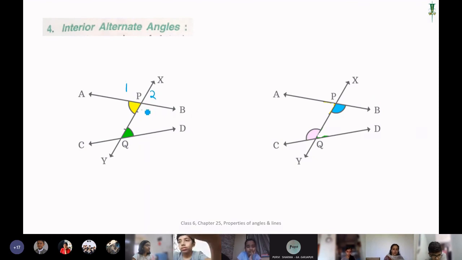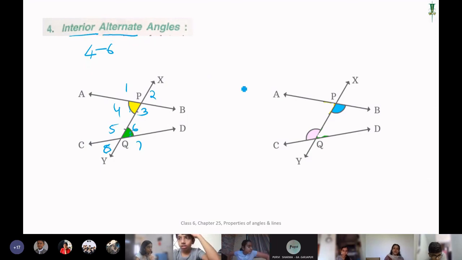Again, let me name this 3, 4, 5, 6, 7, 8. You're saying this 4 and 6 are in the interior. And are they on the same side of the transversal? No, ma'am. They are on the opposite side. So 4 and 6 are interior and they are alternate. So they are called interior alternate.